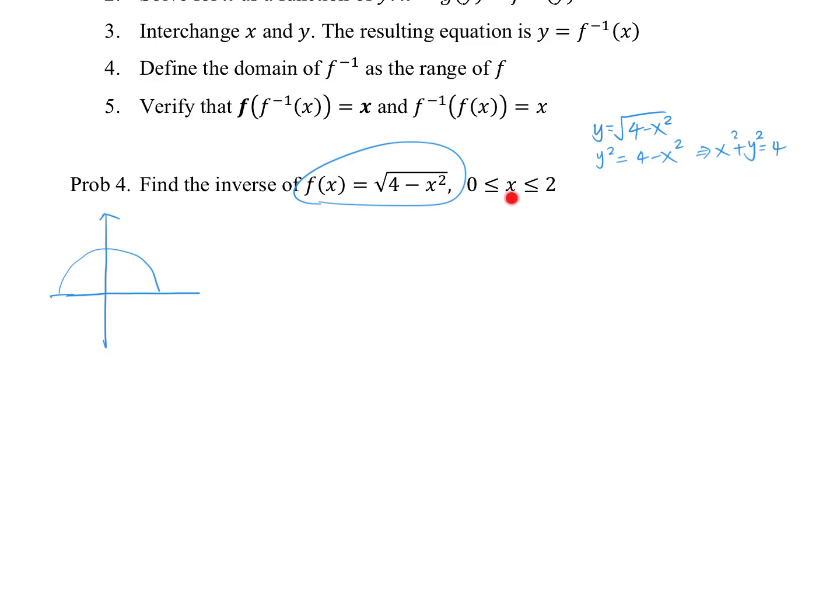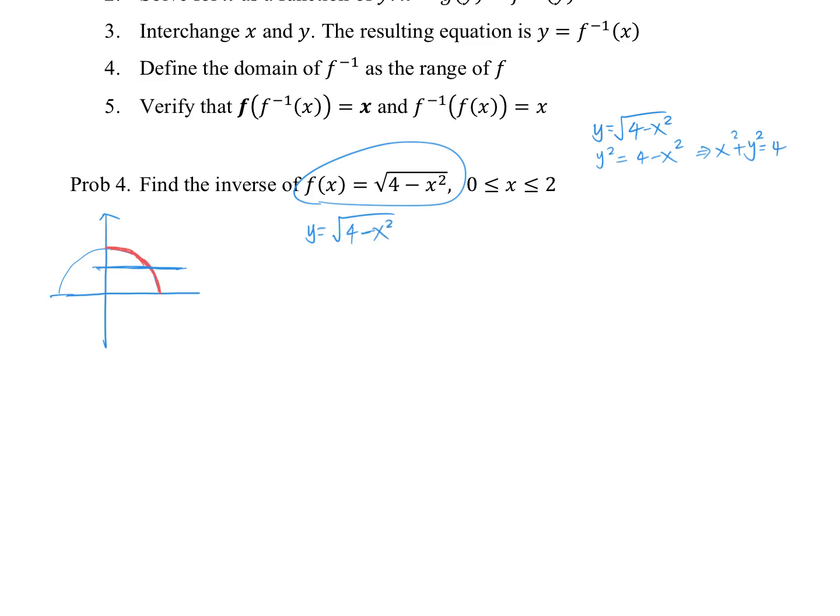Now, time for us to take a look at the domain here. The domain says x is from 0 to 2, including the boundary point. So therefore, actually, the red piece is what this function is. So obviously, the horizontal line test shows that this is a one-to-one function, right? Therefore, the inverse exists.